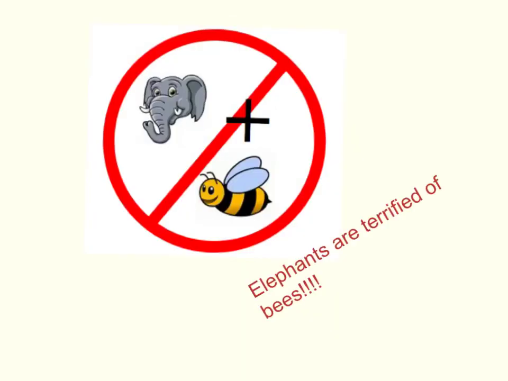Alright, a little bit of interesting fact. Elephants are terrified of bees. They actually have a scent that'll help them find them so they can run away.